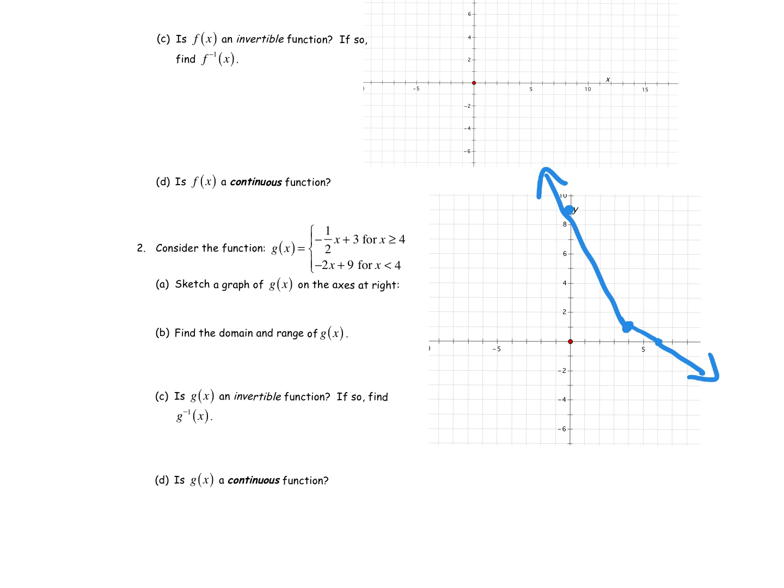And let's first answer the questions. Find the domain. All x values that are covered are everything. And same with the range. Now, is it invertible? Yes, it passes the horizontal line test. It's a one-to-one function. Every x value goes to a unique y value. So now I have to find the inverse.